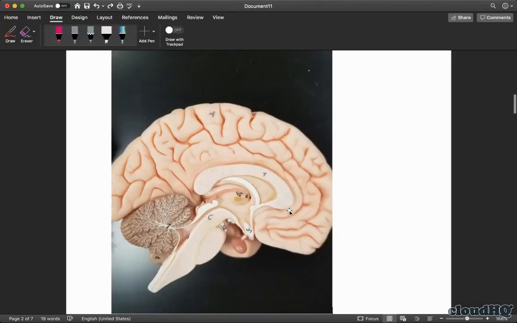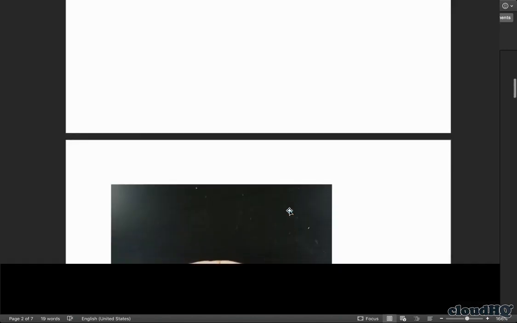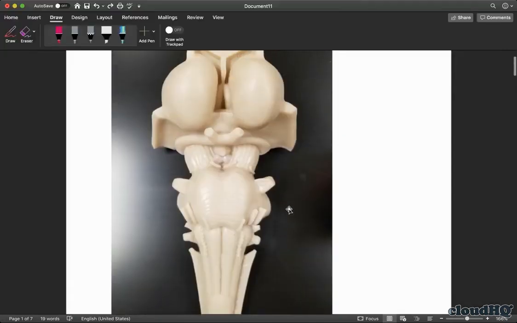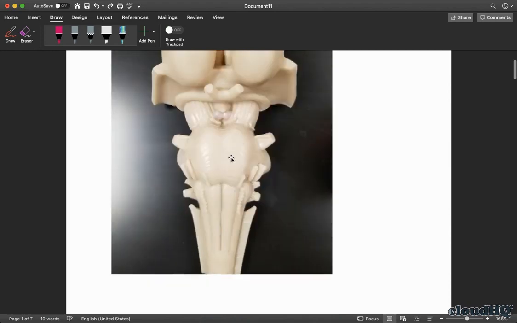So when we're looking at the brainstem model, okay, we're looking at the most inferior portion of it. All right, so right here is the pons.